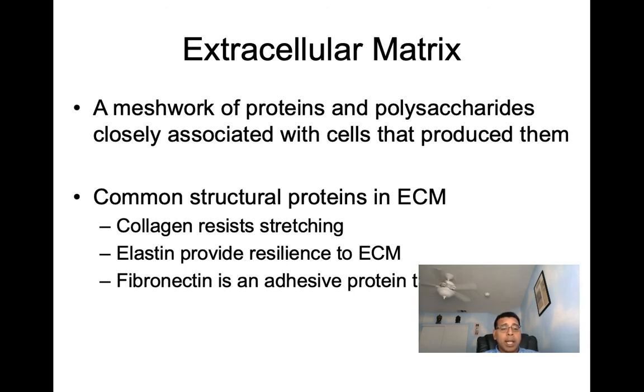It also contains collagen and elastin fibers, which are structural proteins. So common structural proteins in the extracellular matrix, you can see collagen, because it resists stretching. Elastin, it provides resilience to the extracellular matrix. And then fibronectin. Fibronectin is an adhesive protein that helps to link integrin.